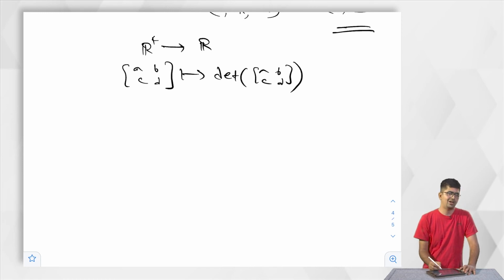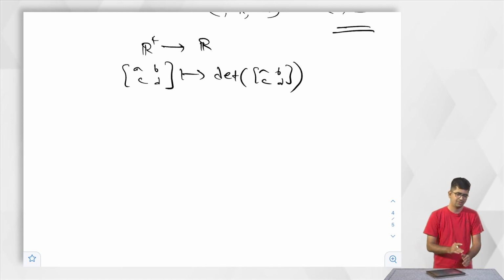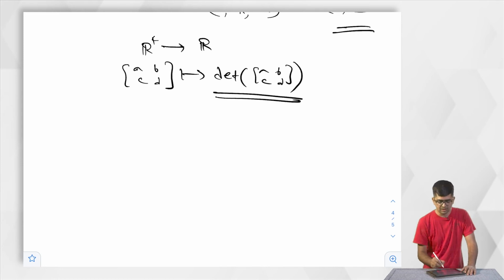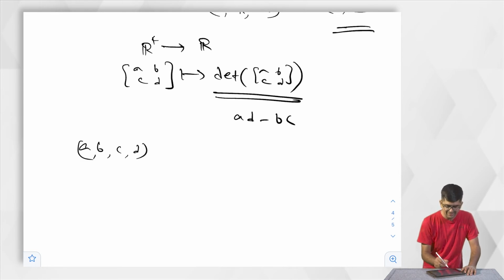So now all we know is just that a polynomial map is a continuous map. So now let us see what this is. The determinant of A, B, C, D is what? It is AD minus BC. So suppose we treat this as 4 variables A, B, C, D, the determinant map is just this polynomial map AD minus BC.